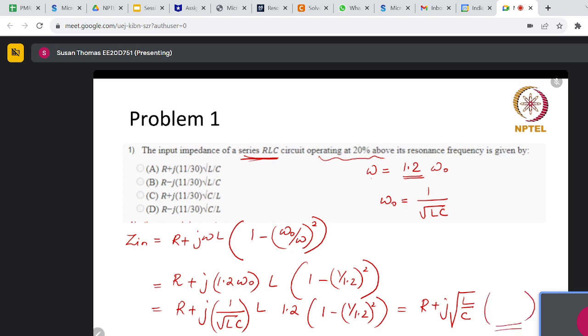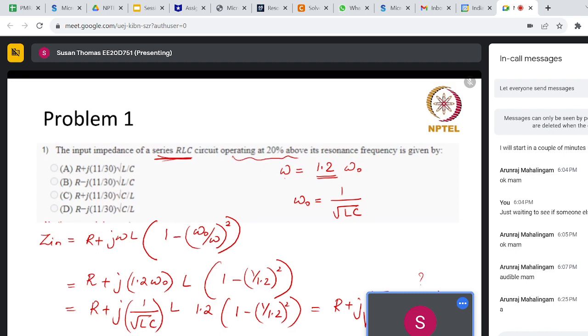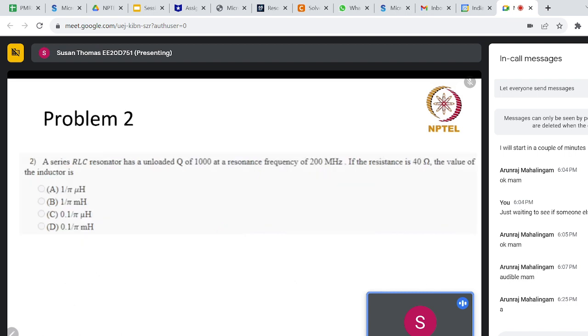So, any answers for this part? It reduces to R plus j root of L by C multiplied by some constant. Option A. So, your answer is 11 by 30 here, and the answer is option A. So, let's move to the next question.